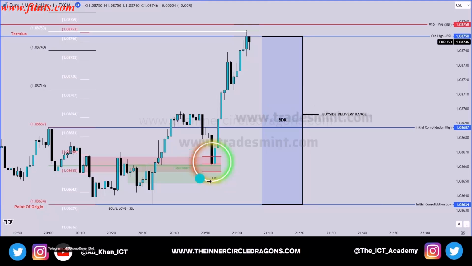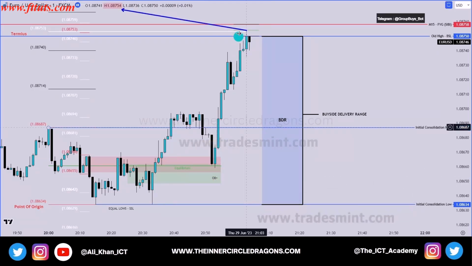This stage of accumulation is also in a discount relative to this range low and this range high. You can see the high of this up close candle comes in at 1.08754, which is one pipette of the 1.08753 level that we had found confluence at. So just one pipette of the exact high.